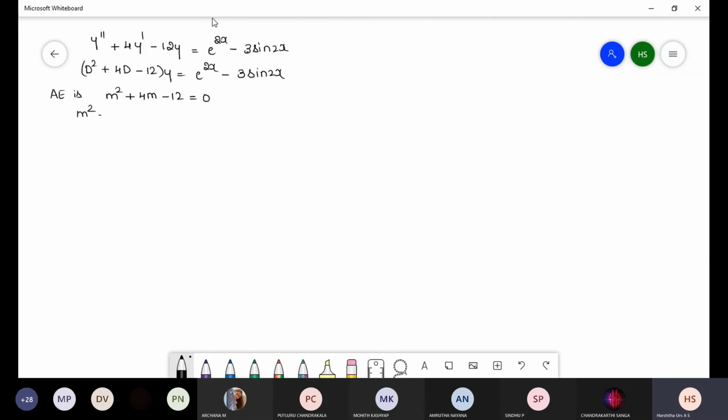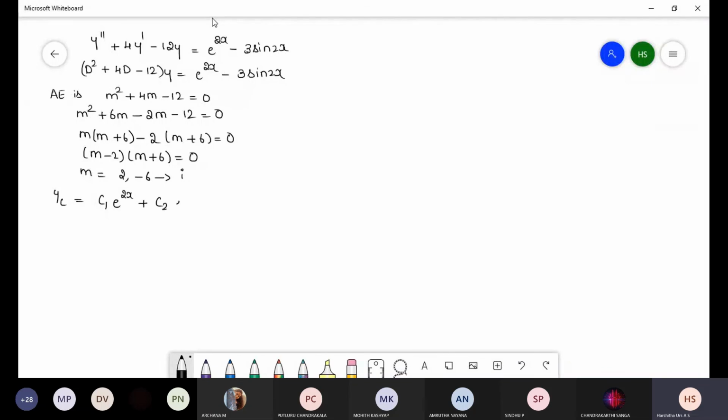Here I write the root. I split the root as 6m minus 2m minus 12. So m into m plus 6, again minus 2, here we get m plus 6. So m minus 2 into m plus 6 is equal to 0. m is equal to 2 comma minus 6. This comes under the case 1. So yc is equal to c1 e power 2x plus c2 e power minus 6x.